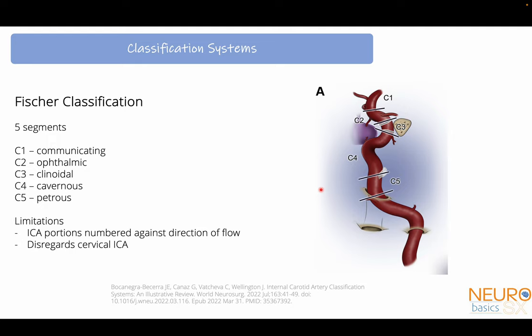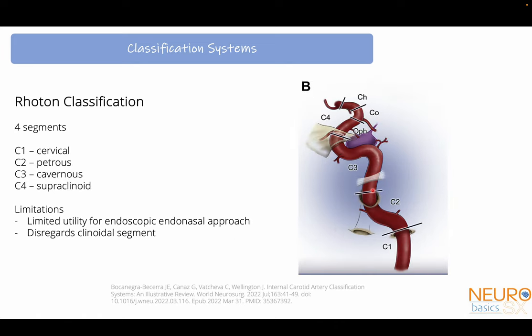The first classification system which came up for the ICA was the Fisher classification system, which had a significant limitation that it was numbered against the direction of flow. As you can see, C1 started from the top, the communicating segment, and C5 was the petrous segment. This doesn't really make any sense, and that is why we do not use the Fisher classification.